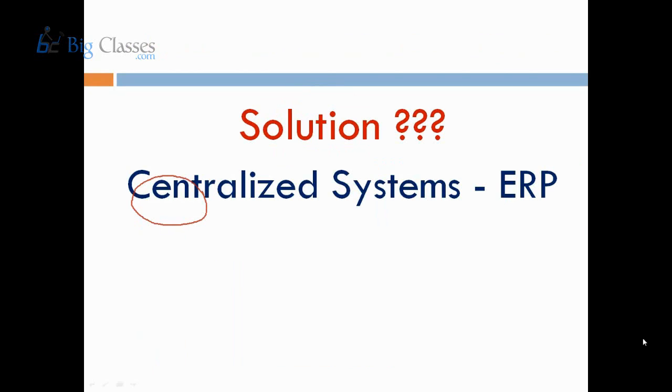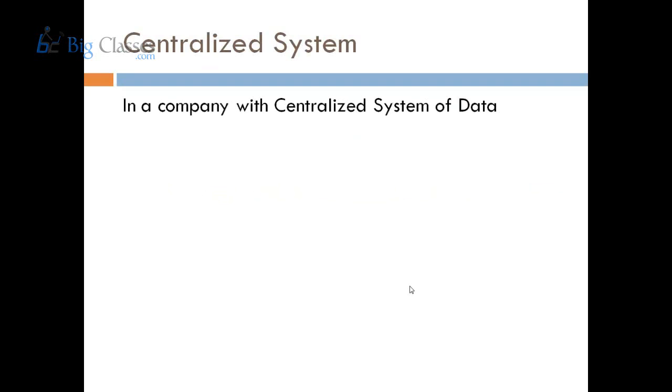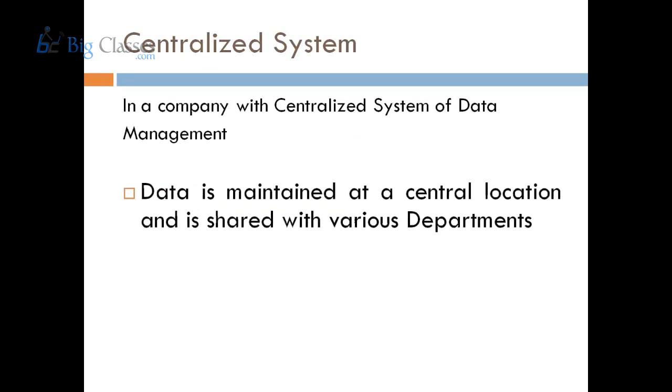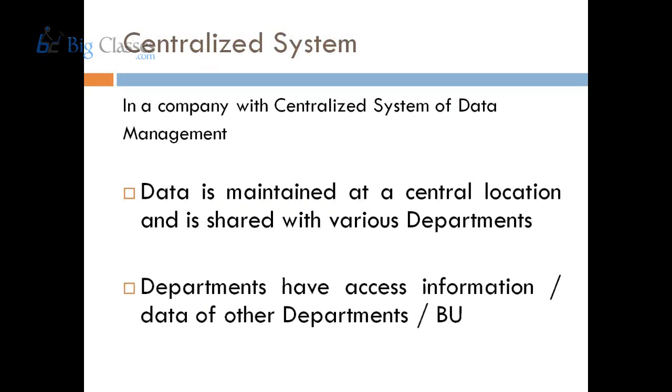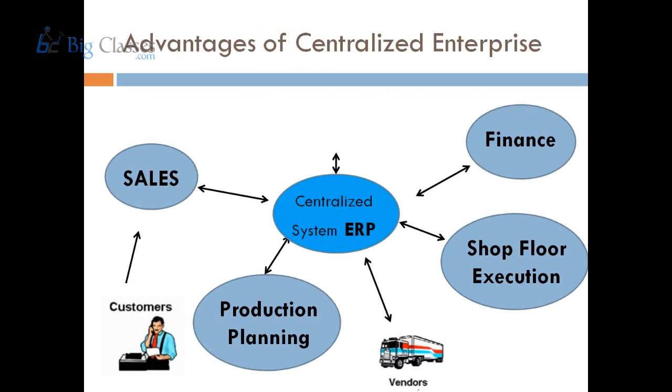Okay. Then what is the solution? The solution is a centralized system. Okay, what can I do with a centralized system? If your organization runs its business processes on a centralized system, the data is maintained at a central location, which every department can share across all the departments. Then every department has access to information about other departments' data. That is one of the biggest advantages here.